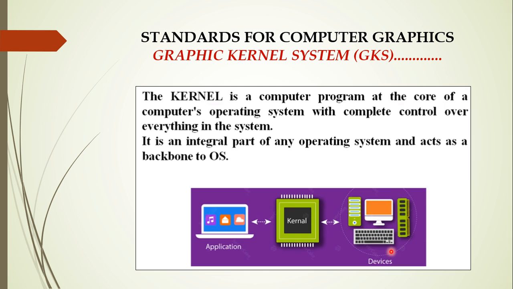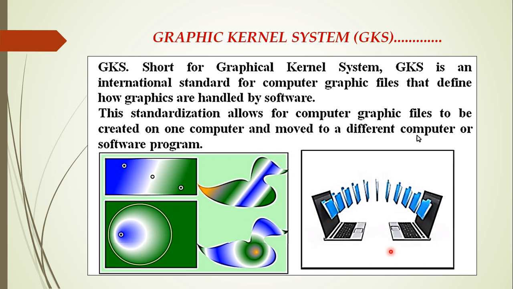We'll move on to the next one. Here is an explanation of the kernel system. We have to transfer data from one particular computer to another particular computer. We need an intermediate person or interpreter. So that is actually the kernel. And this graphical kernel system standardizes the documents, or the drawing drawn in your computer, and makes it available in such a way that it could be transferred from your computer to your friend's computer.